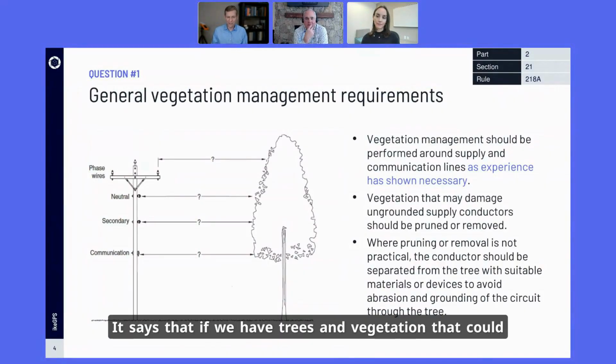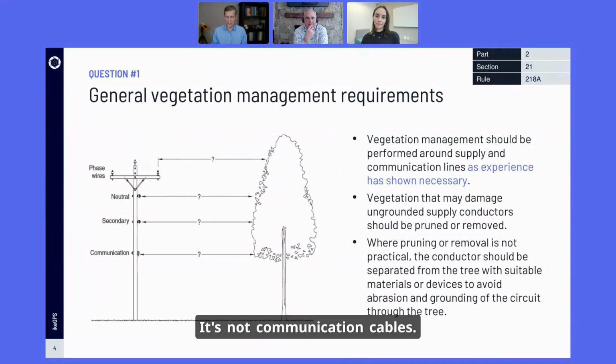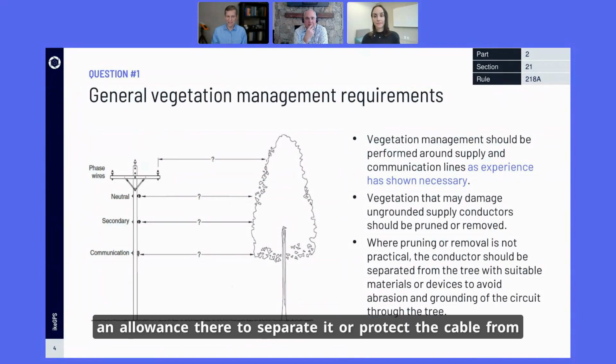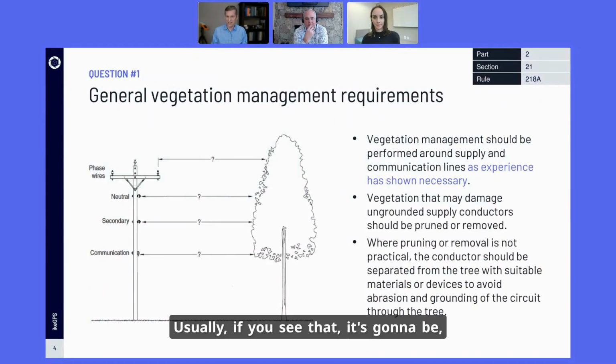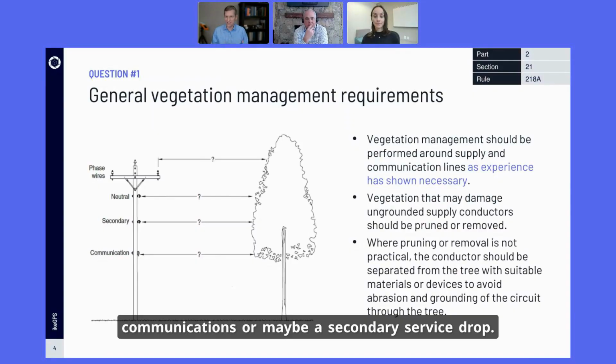It says that if we have trees or vegetation that could damage supply conductors, it has to be pruned or removed. So it lists ungrounded supply, so that's not the neutral, and it's not communication cables. If pruning or removal is not practical, it does give us an allowance to separate it or protect the cable from rubbing on the tree. Usually, if you see that, it's going to be communications or maybe a secondary service drop. They've protected that cable rather than trimming the tree.